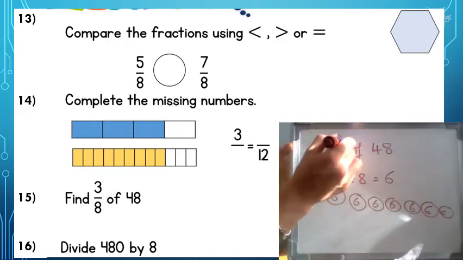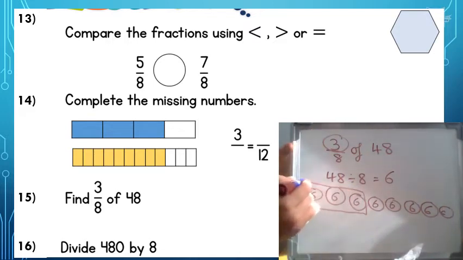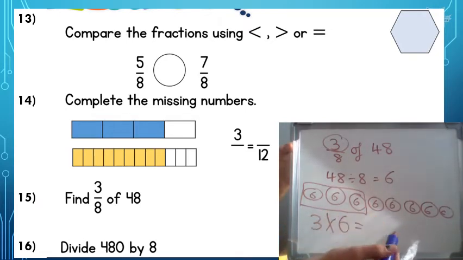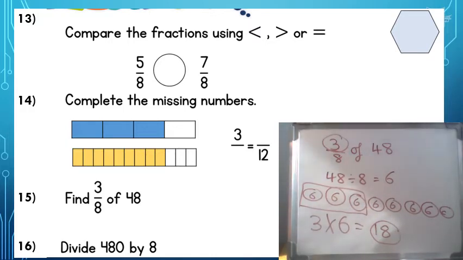Then I want to look at my numerator, and I could either find what 3 are worth, or I could have done 3 lots of 6, which I know is 6, 12, 18. My answer is going to be 18. So that would tell you what 3 8ths of 48 are.